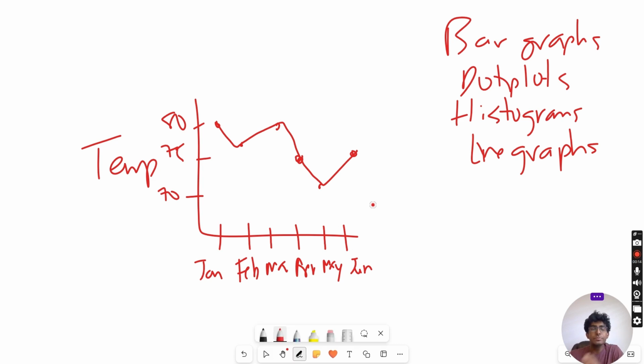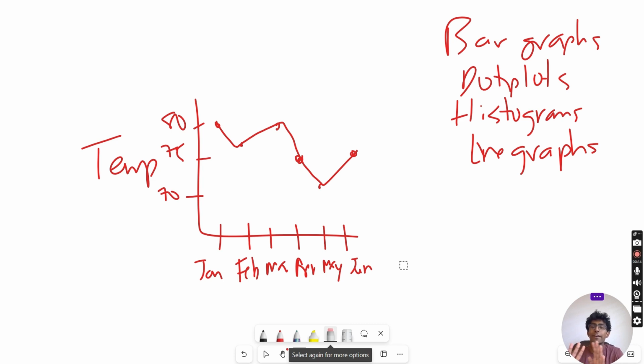It's really important to be able to understand what each graph means and to be able to identify specific points on one of the graphs, or identify trends if you're given a line graph. So make sure that you're able to understand how to read these graphs.